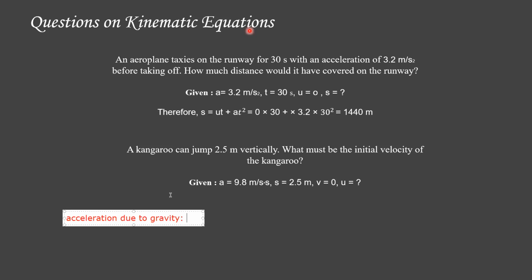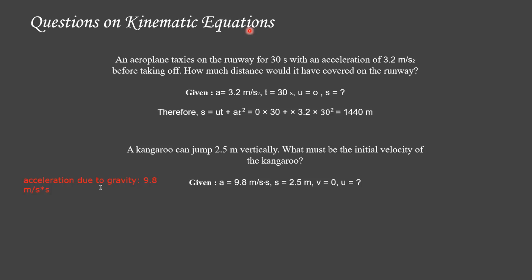Many scientists all over the world worked on this problem. They asked themselves, what will be the acceleration due to gravity for people living on Earth? They came to the conclusion that it is 9.8 meters per second square. This is a very precise value because the scientists have calculated it. That is why this is known as acceleration due to gravity, and it is 9.8 meters per second square.